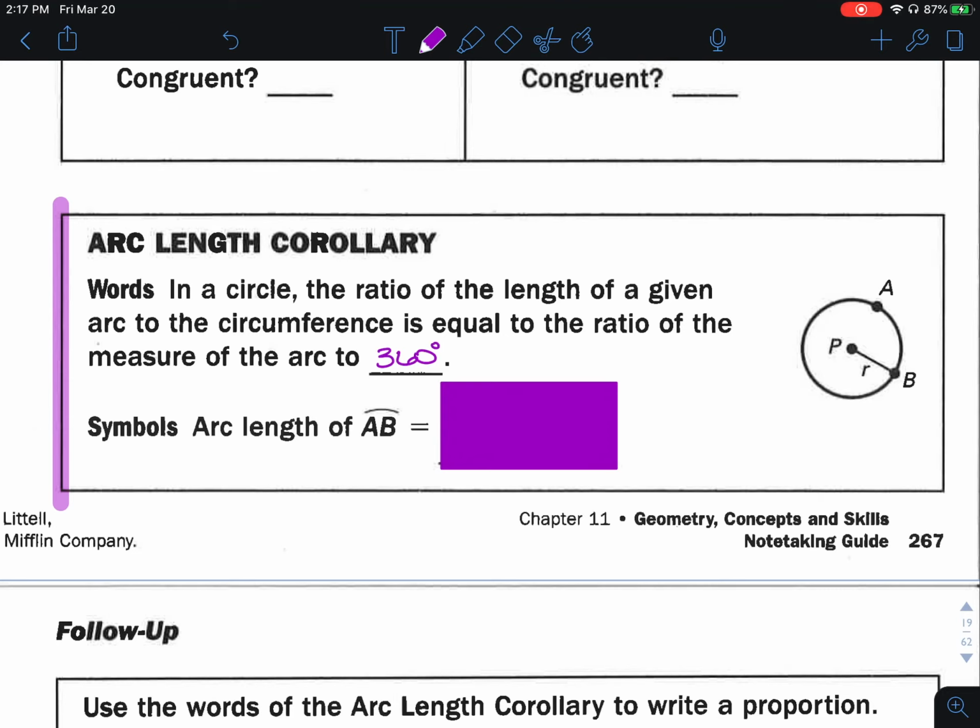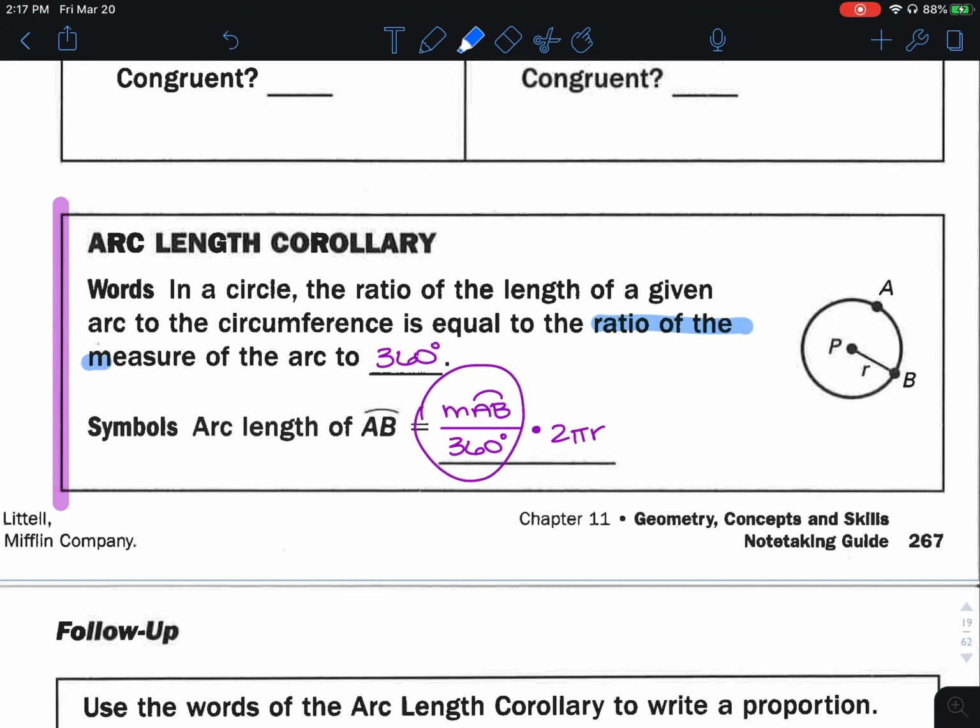So, again, arc length and arc measure are different. Arc measure is going to be in degrees. Arc length is going to be in inches, meters, units, whatever you have. So the arc length of AB is actually going to be this formula: the measure of arc AB over 360 times 2 pi r. 2 pi r is the formula for the circumference of a circle. Okay, so this is the ratio of the measure of the arc to 360. That's that circled part that I just did.